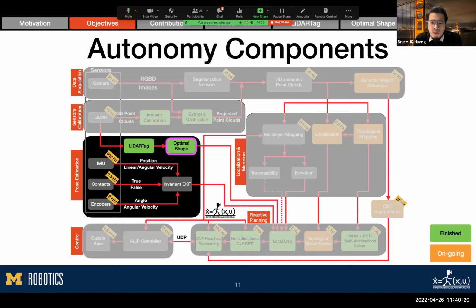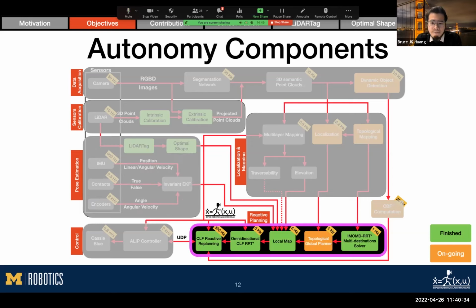After building up a certain amount of momentum in the LiDAR tag domain, I also extended the work to target shape design, so that the shape is designed specifically for LiDAR pose estimation. Finally, I moved my attention to motion planning, where we propose an anytime CLF reactive planning system for terrain planning and an iMode RRT star for higher level path planning.